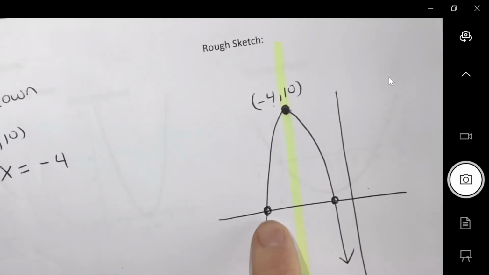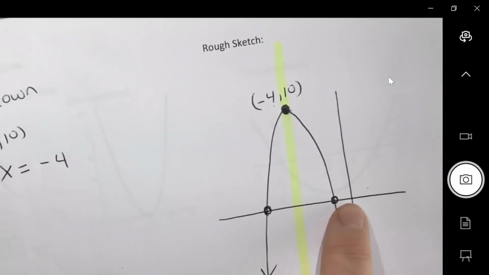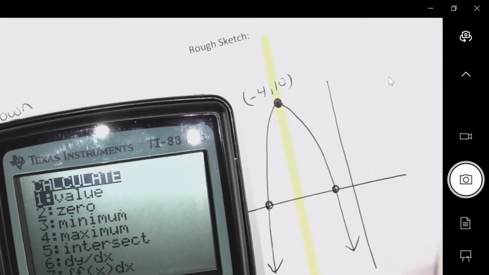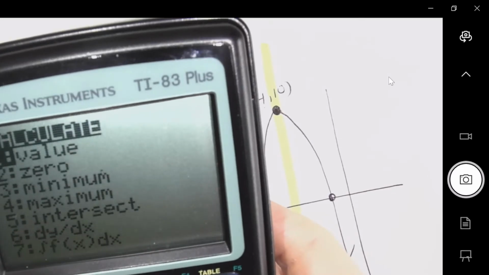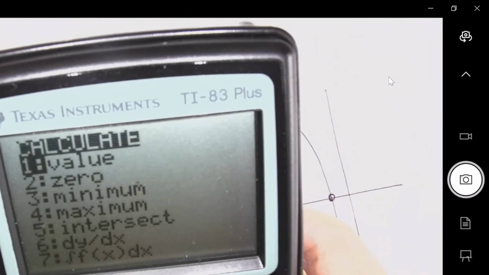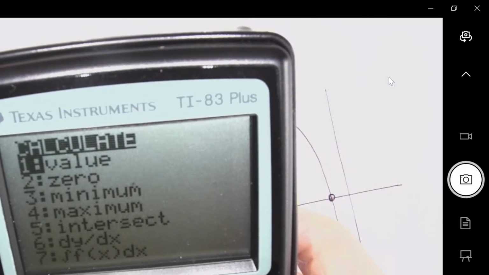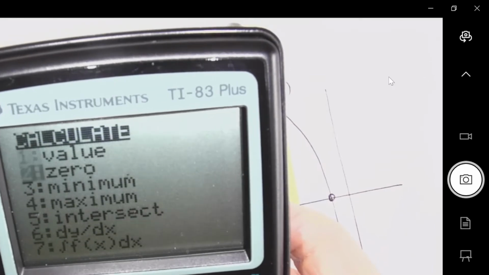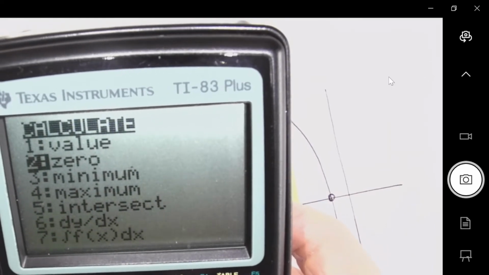Okay, x-intercepts. So this is what I would like to know. I want this number and this number. Okay, you ready? I'm going to calculate. So second trace. Do you remember the name of an x-intercept? It had some other name that I said your calculator had. The x-intercept is called a? Zero. A zero. So go to that.